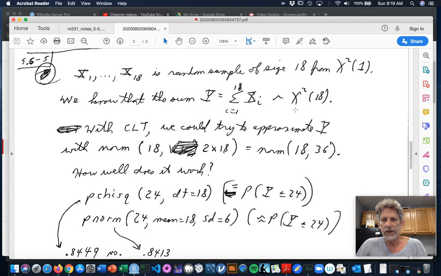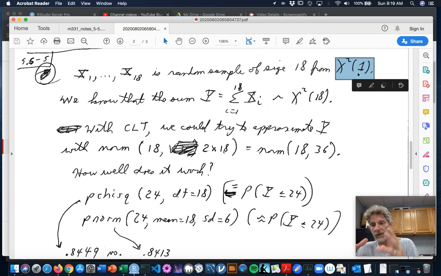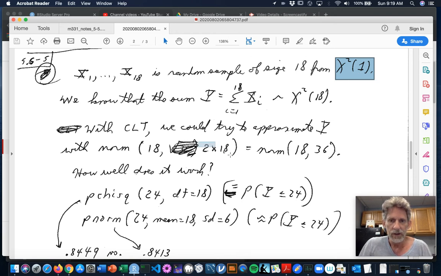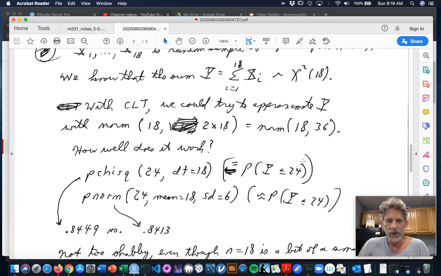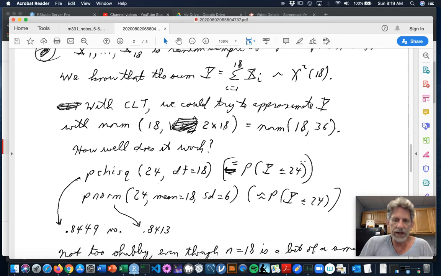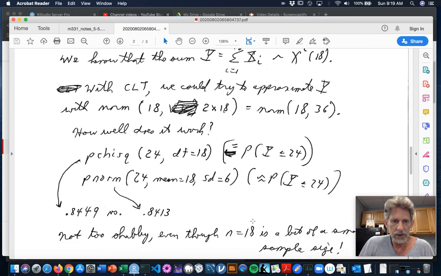And what would be the variance? Well, it would be 18 times the variance of a chi-squared 1. Well, the variance of a chi-squared with 1 degree of freedom is twice its degrees of freedom. 2 times 1 is 2. So 36. All right. So let's just see how well that approximation might work.